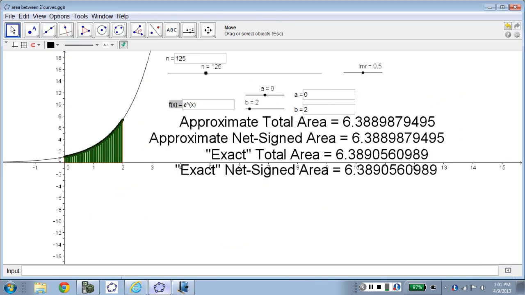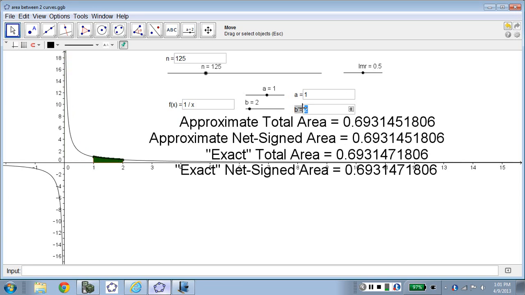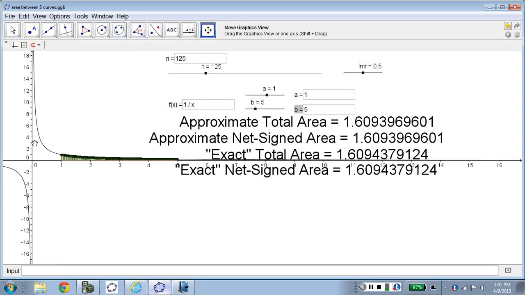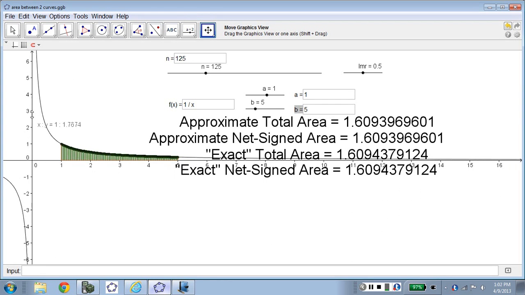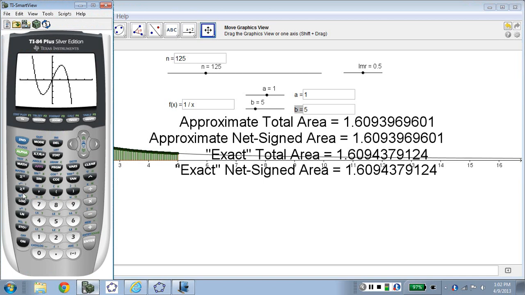I know. I should use this to draw a better picture, huh? 1 over x. Looks like that. But just go from 1 to 5. And it does like that. It's tough. I can't really zoom in on it. I think I can do this though, like that. See a little bit better. So evidently the natural log of 5 is 1.6. What do you think? Natural log of 5 is about 1.6. There it is.